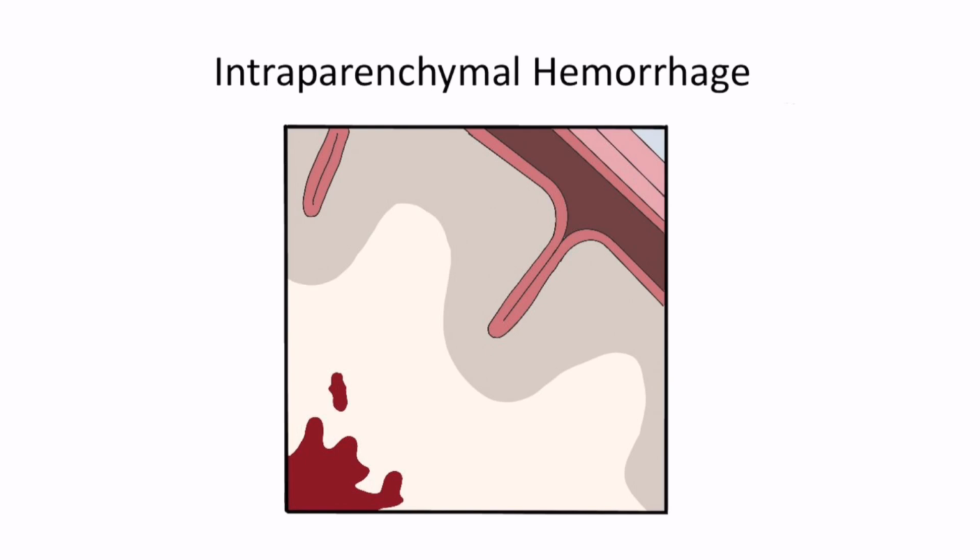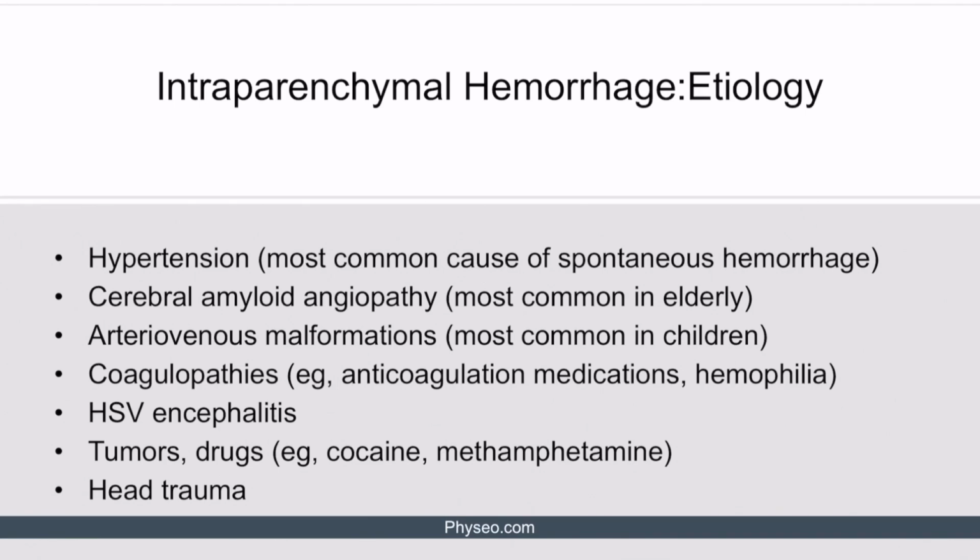Here's an illustration of intraparenchymal or intracerebral hemorrhage showing the accumulation of blood within the brain parenchyma. Let's discuss etiology. Chronic hypertension is the most common cause of spontaneous intraparenchymal hemorrhage. However, cerebral amyloid angiopathy is the most common cause in elderly patients who are more than 60 years of age. And arteriovenous malformations is the most common cause in children.